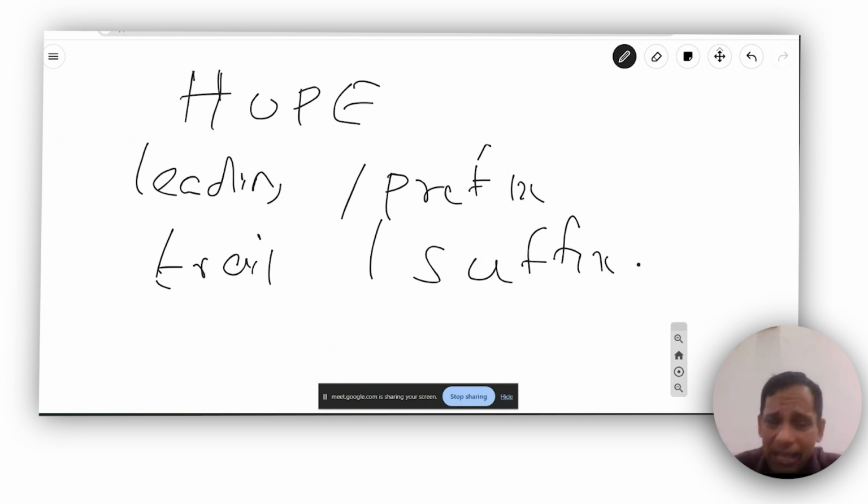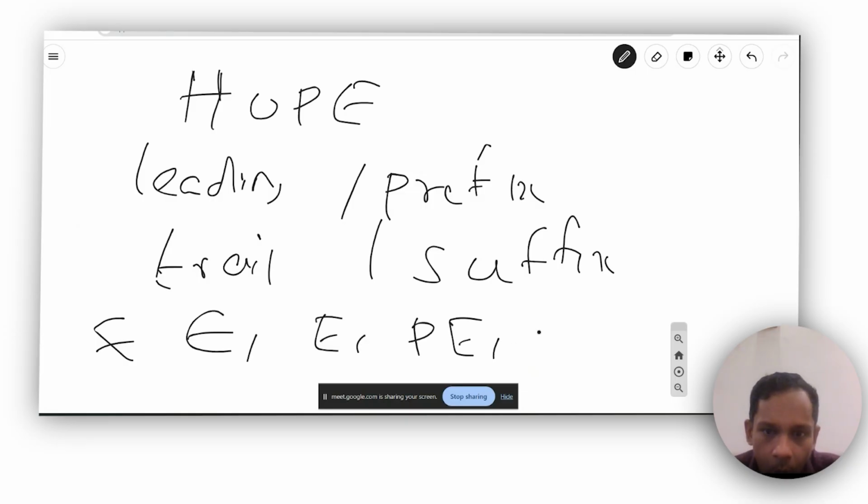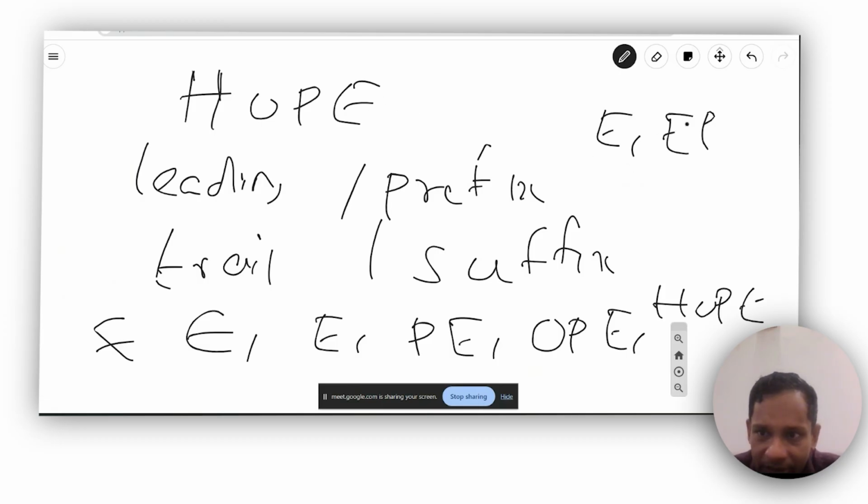If you take leading or trailing, epsilon is common to both. So when we talk about suffix or trailing, here E will be there, then PE, OPE, HOPE. It is not like E, EP, not like this. It is not a reverse.